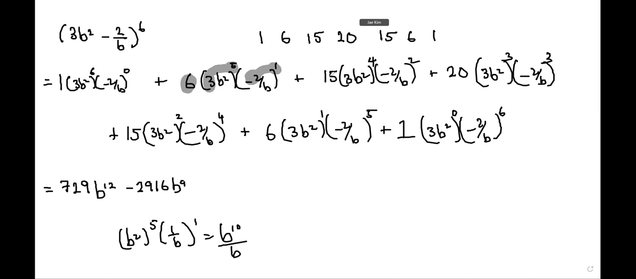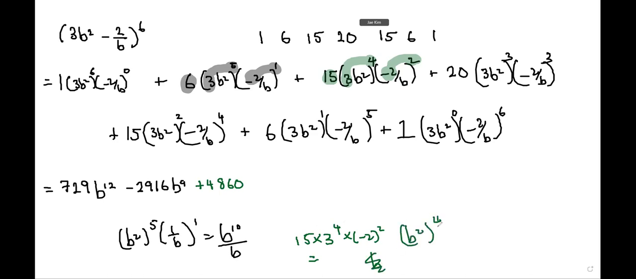Let's use green. So the next one, 15, 3 to the power of 4, and negative 2 to the power of 2. I'm going to assume that's going to be a positive value because a negative base is being squared. So 15 times 3 to the power of 4 times negative 2 to the power of 2 is positive 4,860. Next, let's do the variables. B squared is to the power of 4, and 1 over b is to the power of 2. That is b to the power of 8 divided by b squared, b to the power of 6.